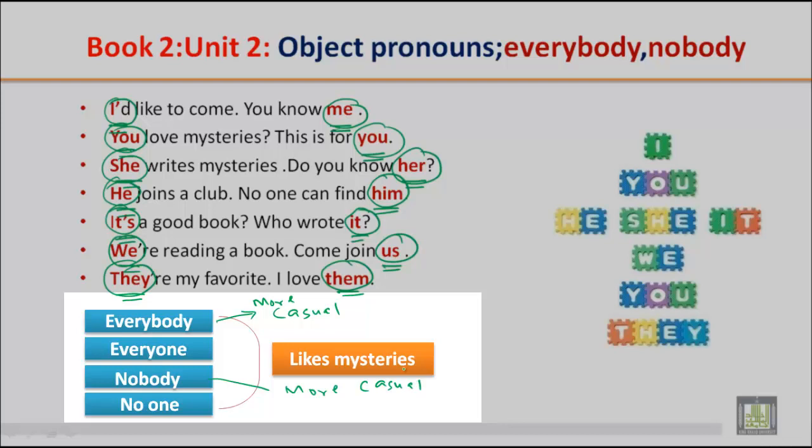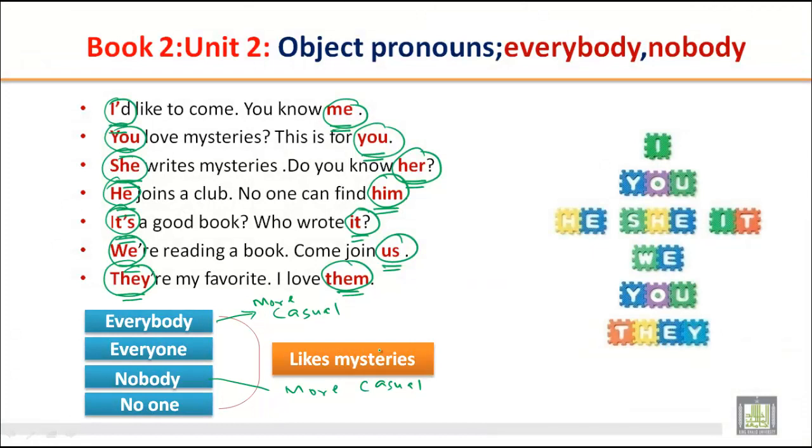So if we say everybody likes mysteries, or everyone likes mysteries, this is more formal. Nobody likes mysteries, or no one likes mysteries. We can use this in whatever way we like. Everybody likes coffee, this is more casual. When we say everyone likes coffee, this is more formal.